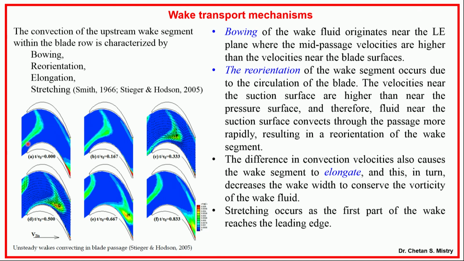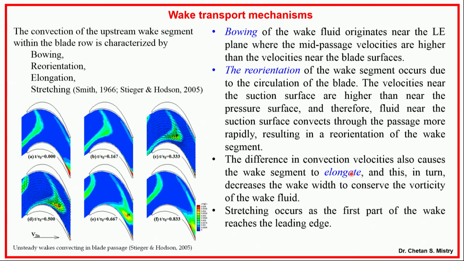What is happening? The wake bowing is wake fluid originating from my leading edge in this plane. It moves with higher velocity near the suction surface and with a lower velocity elsewhere. So, it has a bow kind of shape. Now, the reorientation occurs because my velocity near the suction surface is larger. So, it gives momentum to this fluid, which tries to move in the downward direction. This is the turbulence kinetic energy, which they have represented in terms of velocity.